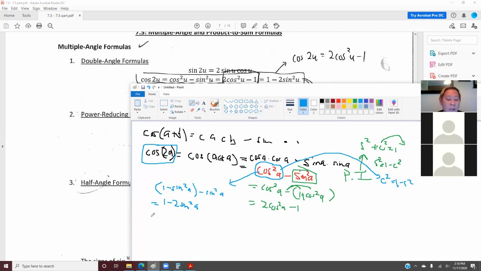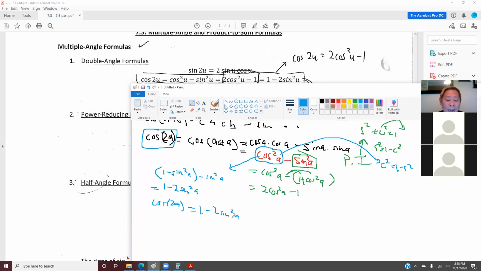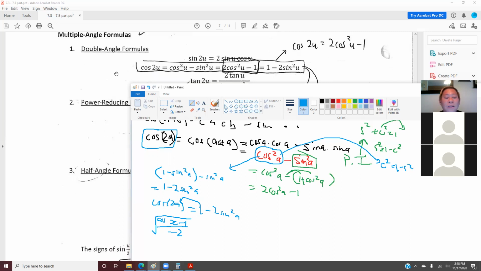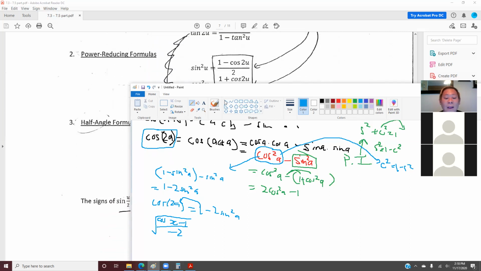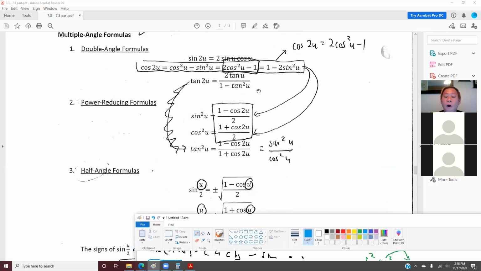Same thing happens here. So when you have cosine 2A equals 1 minus 2 sine square A, I can solve for sine A here. How do I solve for sine A? I move this 1 over. So I get cosine 2A minus 1. And then I divide this by -2, and then I take the square root of it. So this is how the power reducing formula came about. The power reducing formula actually comes from your formula here.